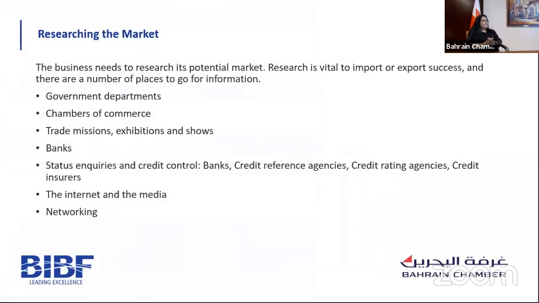So once you have decided, yes, I'm going to trade internationally, then the next step, after you have looked at the external factors that can create bottlenecks in your trading, is researching the market. What is researching the market? All businesses need to do research of the potential markets. Research is very, very vital, whether it is import or export business.